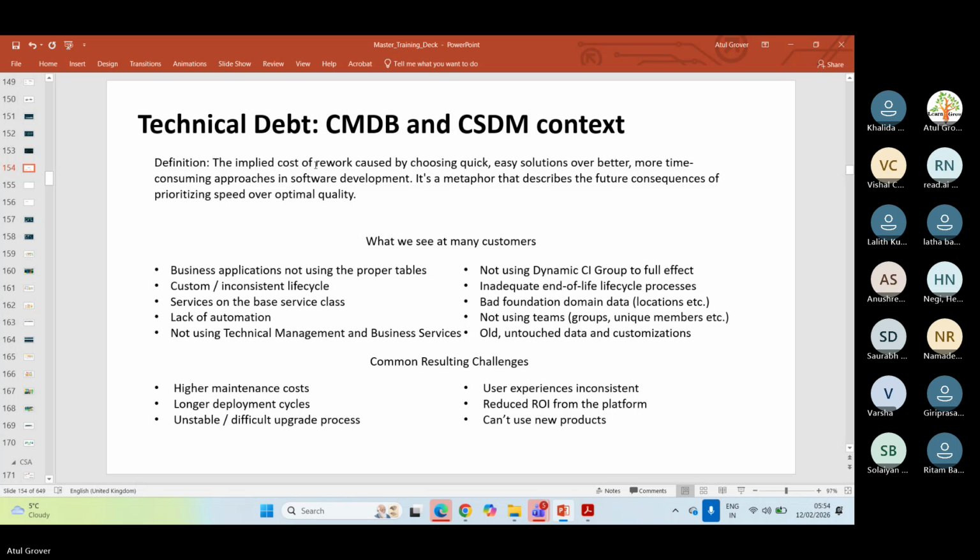So the customer needs to make sure that if they want to do anything which is not available out of the box, and which requires creating a new field, new table, new APIs, then it is considered technical debt.